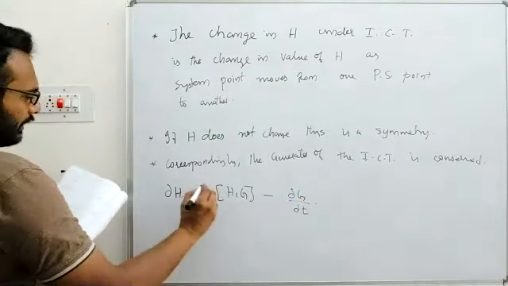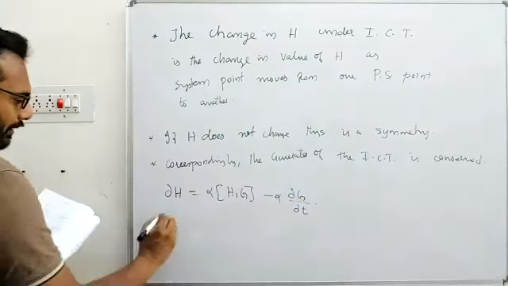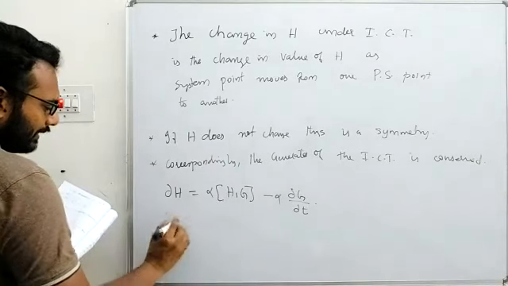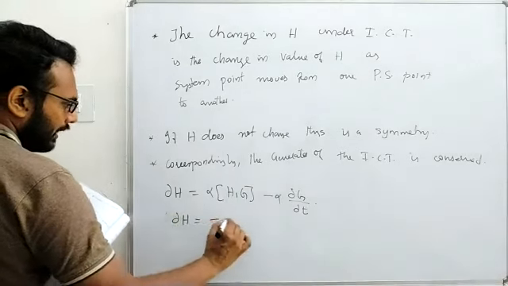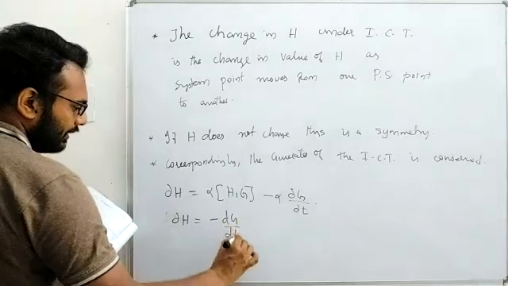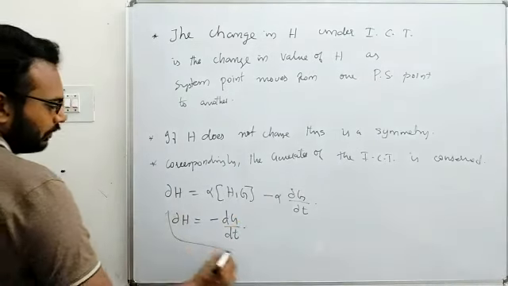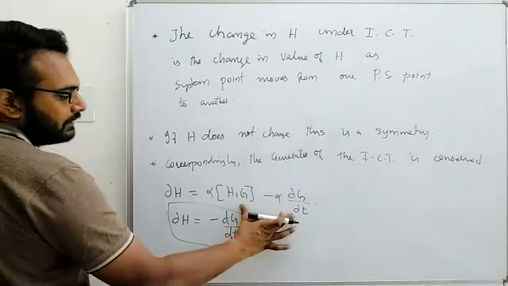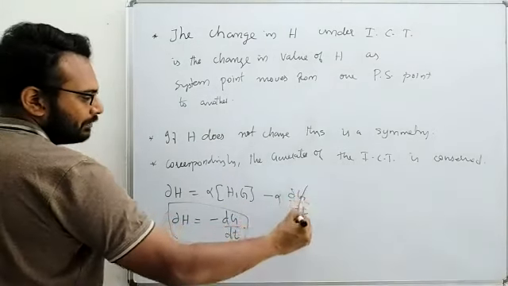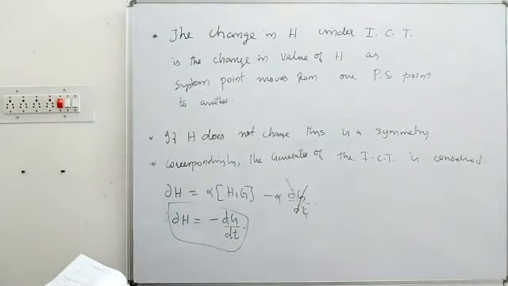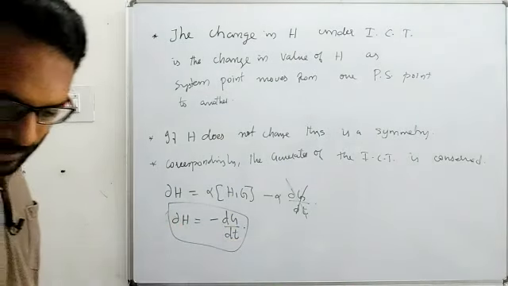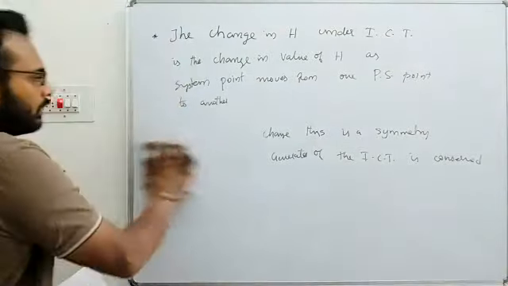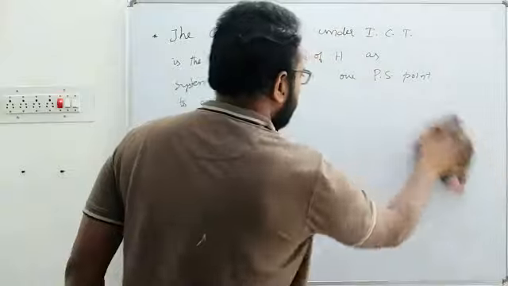Again, you can write delta H equals minus dG by dt. This is always true because now this is the total derivative. If G does not explicitly depend on time, we don't have that term. That's just a detail. You can look into Goldstein if you are interested. So that is Noether's theorem all over again.